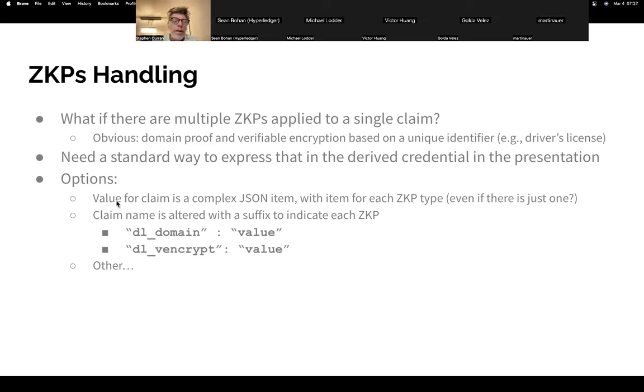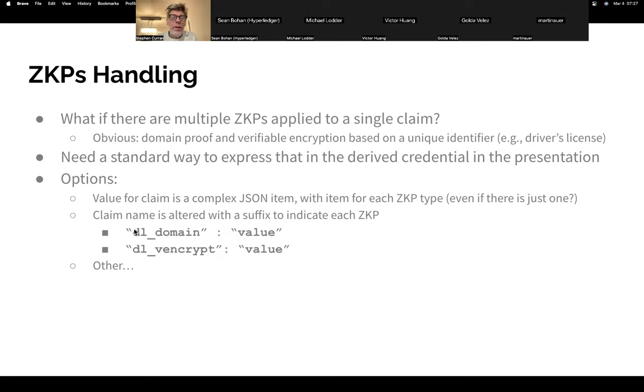which is the claim is a complex JSON item with an item for each ZKP type. So you would have DL being the driver's license number as the claim, and then you would have complex JSON that says, you know, domain proof colon and a value, verifiable underscore encryption as a name and then a colon and a value for that. And so you would basically make the value for each claim in itself a complex JSON item with potentially a set of names and values associated with it.